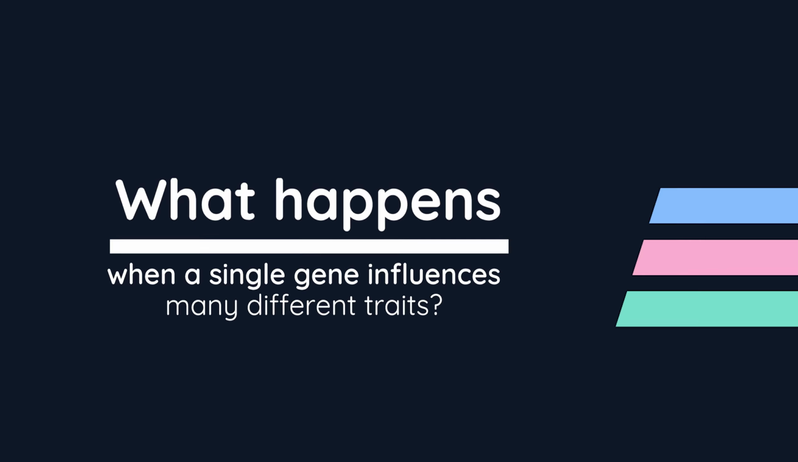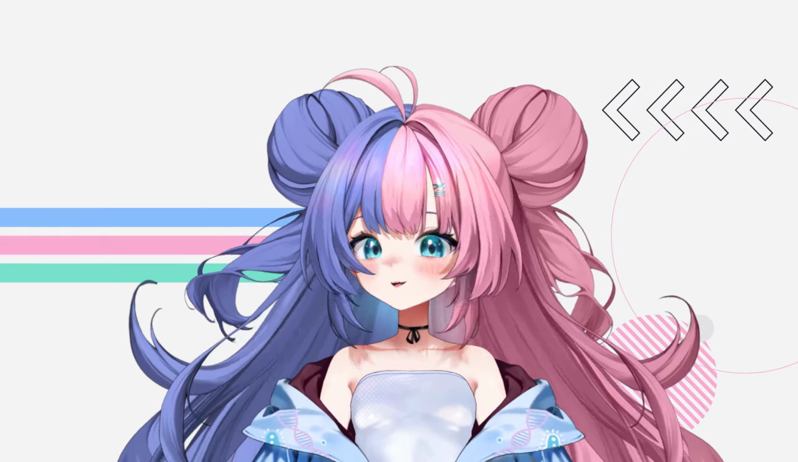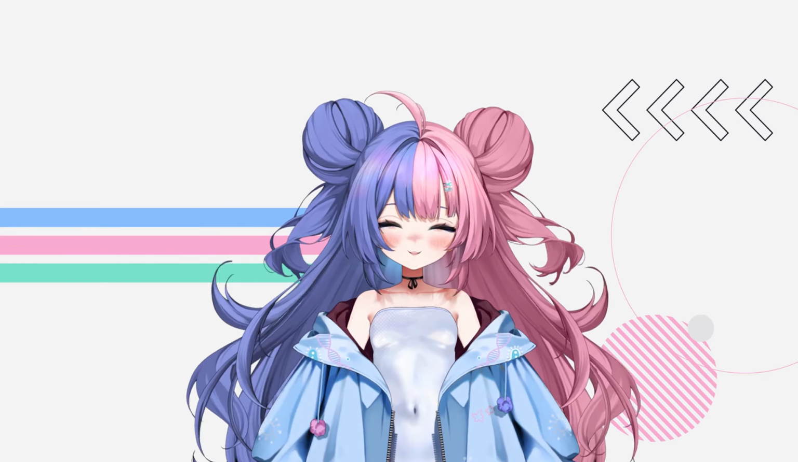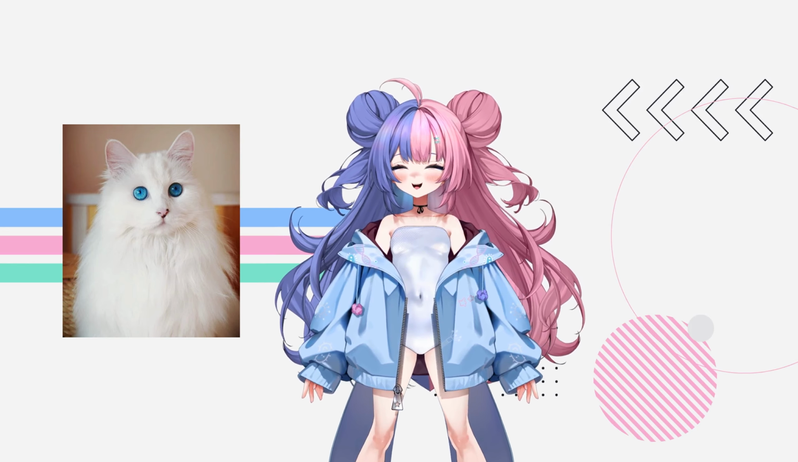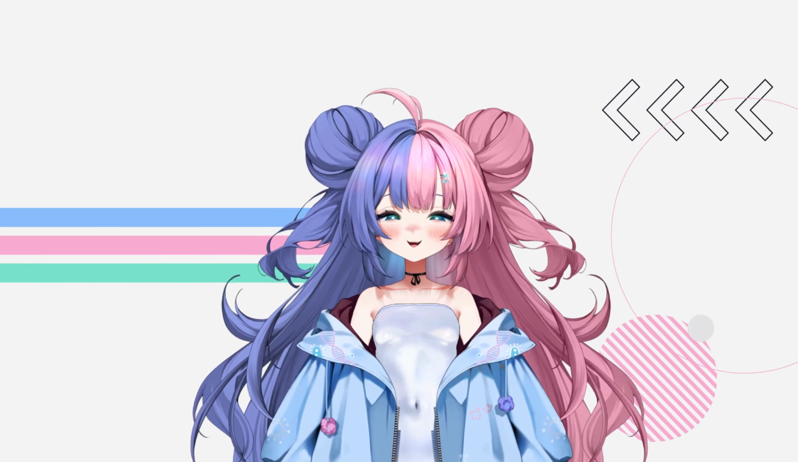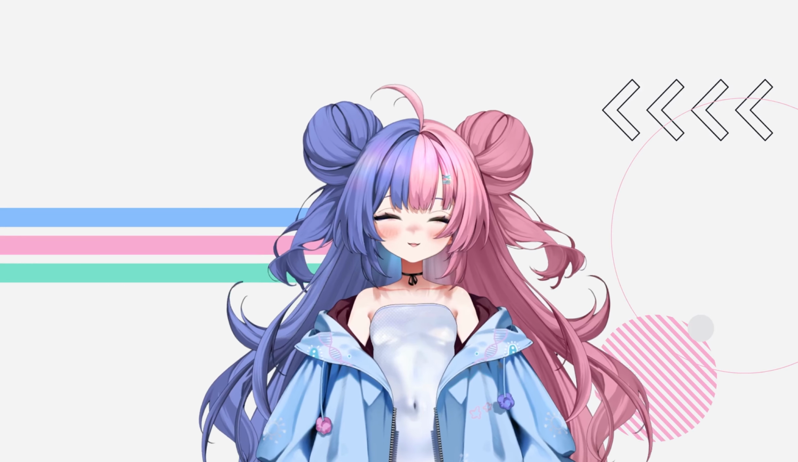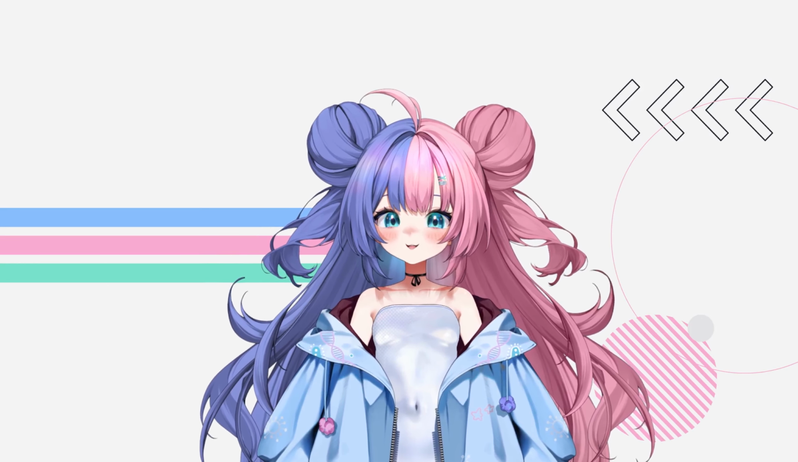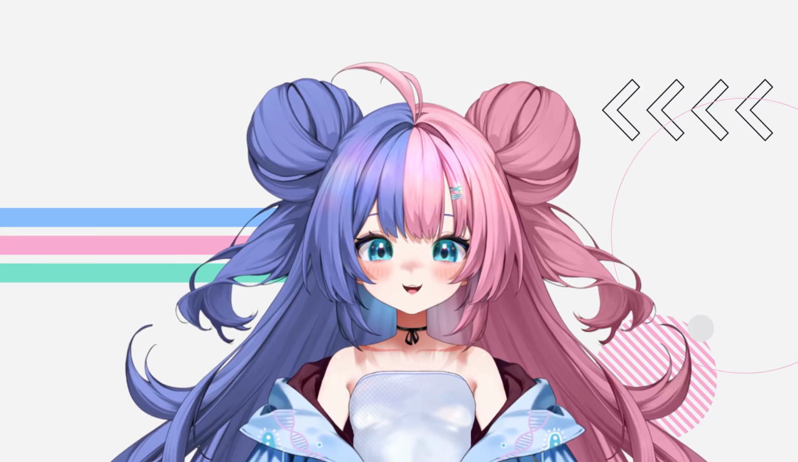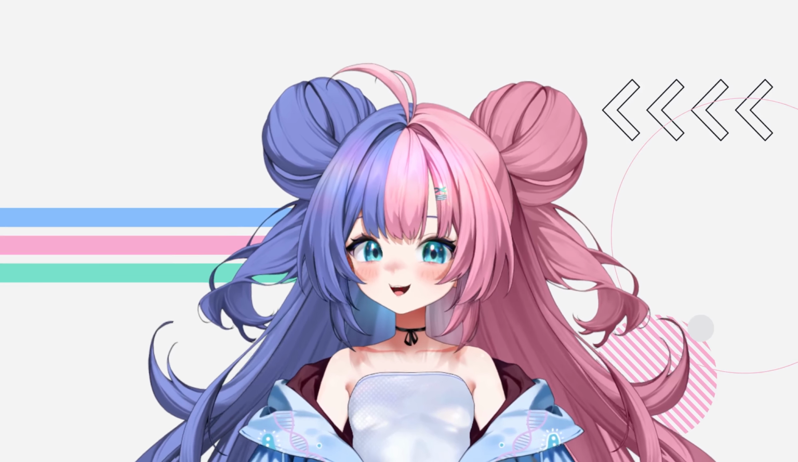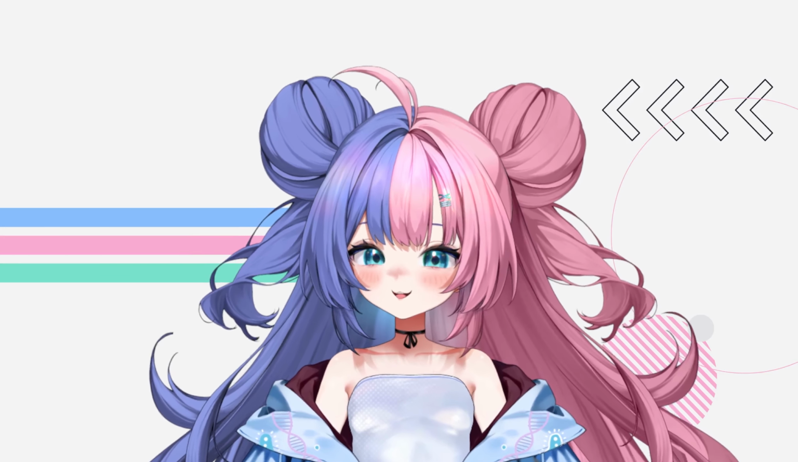And wait! What happens when a single gene influences many different traits? Some inexplicable coincidences suddenly stop being mysterious. Think about those white cats with those stunning blue eyes. Well, they are generally deaf. Why? That's because the gene controlling pigmentation is the same one that drives the development of the auditory nerves, specifically during the migration of neural crest cells.